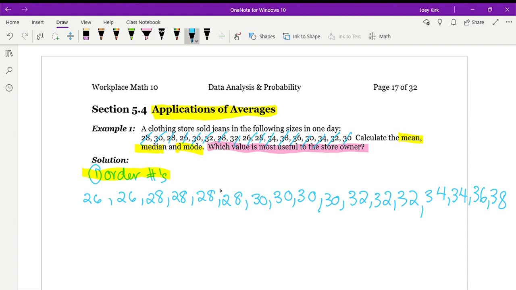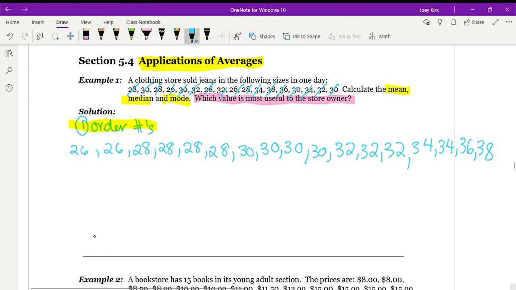So I've ordered the numbers already, as you can see. So let's quickly calculate here the mean, median, and the mode. So the mean, you know what, we'll just write mean. So the mean is if you total everything up and then you divide by the total number of numbers. If I total everything up, I'm going to get 522.